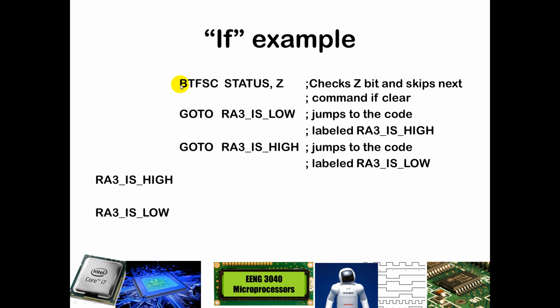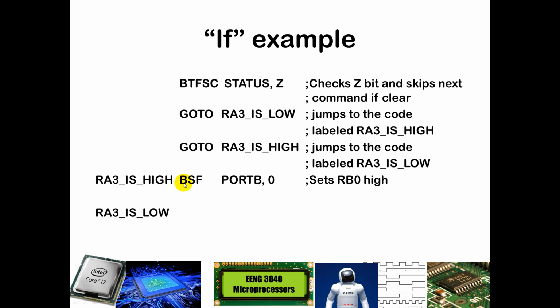Otherwise, if I do this bit test here and it was set, I find out that the result of the operation is a 1 in the Z bit, indicating that I got a 0 out of my ANDing or my masking, then I'm going to go to RA3 is low. That's going to come down here. And so this is effectively the decision operation. I'm making a decision about what happened when I did that mask. I'm making a decision based on what the value of RA3 was.